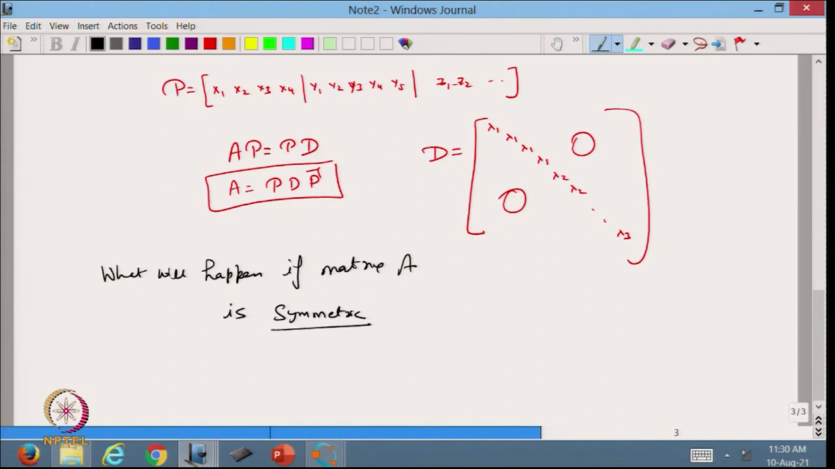So, in this case, suppose I have the matrix symmetric, that is, I have A transpose equal to A. So, what is going to happen in this case? When our matrix A is a symmetric matrix, then the things will change here.